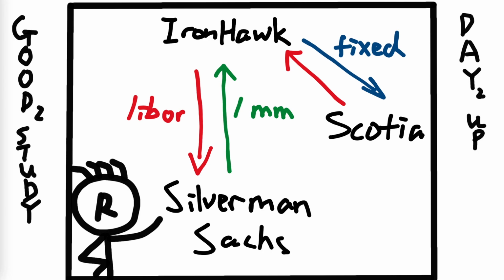Once that's done, IronHawk has officially eliminated the interest rate risk on the $1 million loan because every month, Scotiabank will pay Libor on $1 million to IronHawk, and IronHawk will pay Silverman Sachs Libor on $1 million. So that cash flow gets cancelled out. And on the other hand, every month IronHawk needs to pay Scotia a fixed payment. So IronHawk has successfully turned a floating rate loan into a fixed rate loan. Magic! So that's a brief introduction of interest rate swaps.